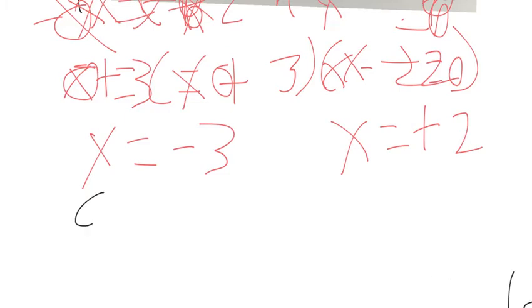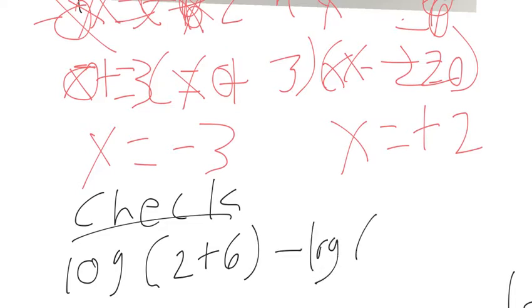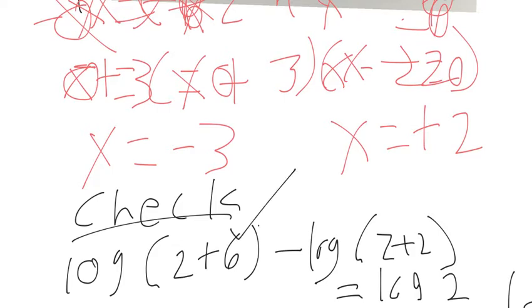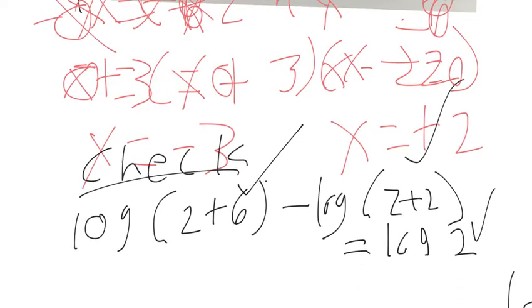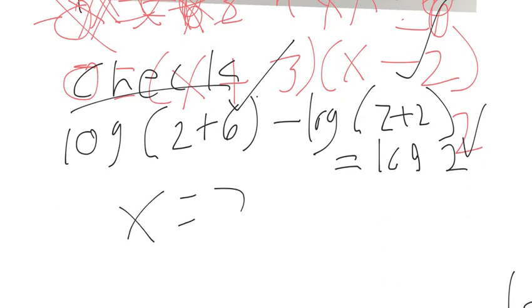So negative 3 does not work. So now we have to check positive 2. If you plug in positive 2, you have log of 2 plus 6 minus log of 2 plus 2 equals log of 2. That 2 plus 6 is 8, so that works. 2 plus 2 is 4, so since that's positive, that works. And since log of 2 is, obviously the input is positive, so that works. So the only x value that works would be positive 2.